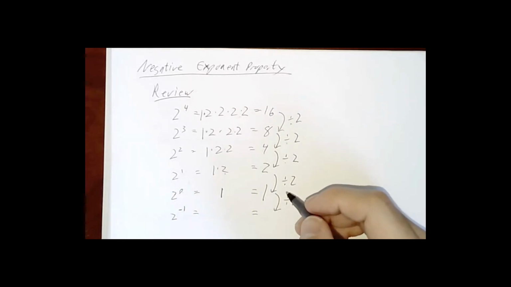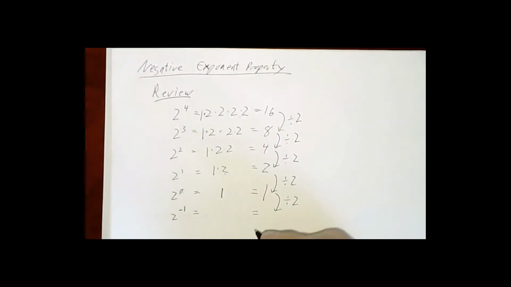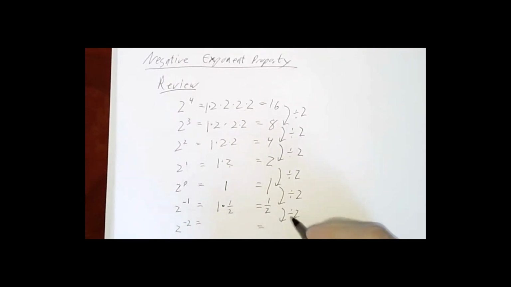And I want you to leave this as a fraction. Do not write it as a decimal. 1 divided by 2 is 1/2, or in this case 1 times 1/2. Please note that my denominator here is there's 1 2. If I have 2 to the -2 power, well, that is going to equal 1/2 divided by 2, which is 1/4. Well, how am I getting 4 in my denominator? Well, that's the same thing as doing 1 times 1 over 2 times 2.